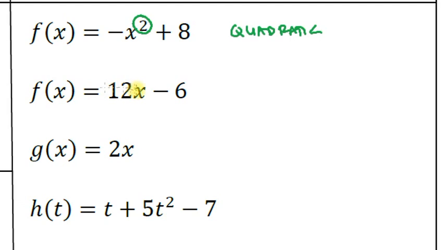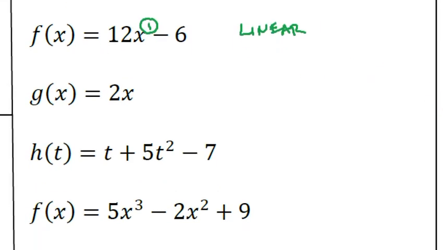f of x is equal to 12x minus 6. Well, this x has an implied exponent of 1. The highest exponent on any variable in this function is 1. That means this is going to be a linear equation. It's going to graph as a line. Take a look at the next one.